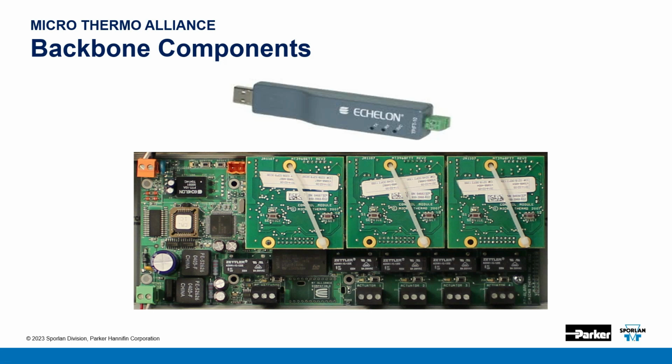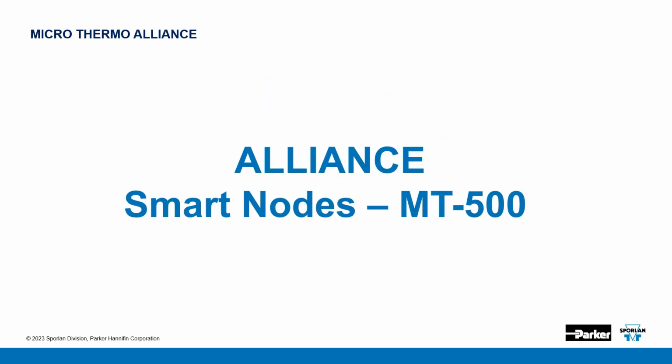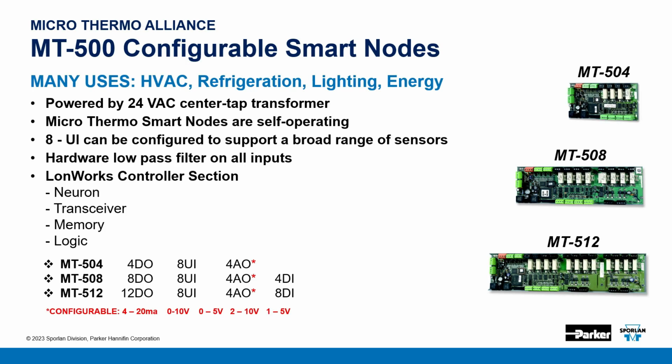Those are the basic near side or backbone components in the system. So it's a good time now to talk about hardware. Let's start with the Alliance Smart Nodes, the MP500 series, or the legacy nodes. The 500 configurable smart nodes have many uses. They can be used for HVAC rooftop units, refrigeration, lighting, energy, they can control a chiller skid, whatever you need to do.